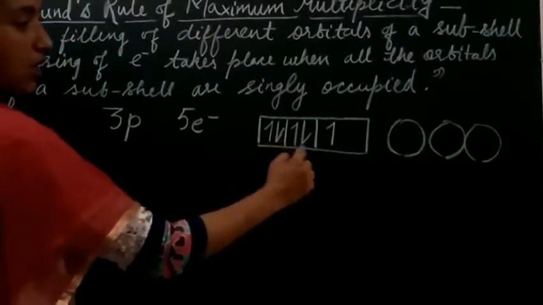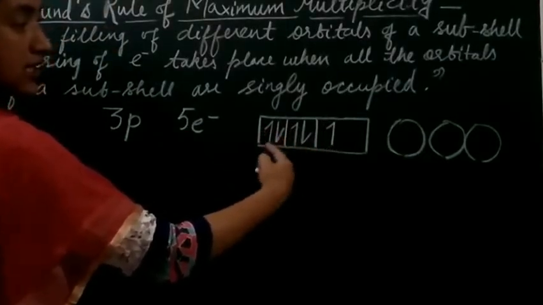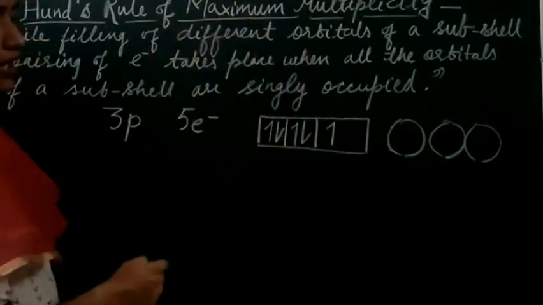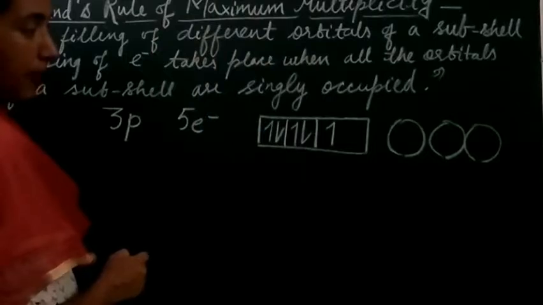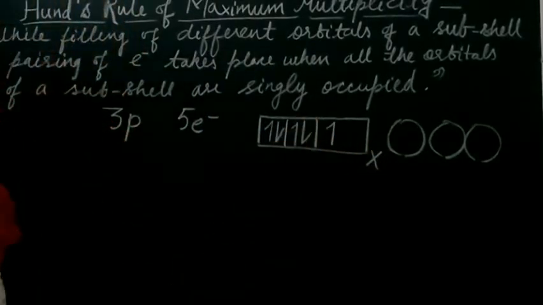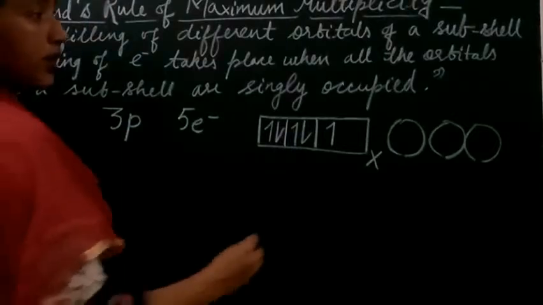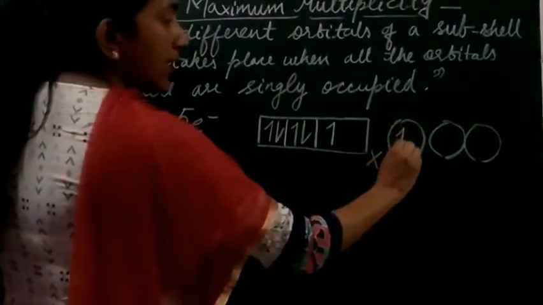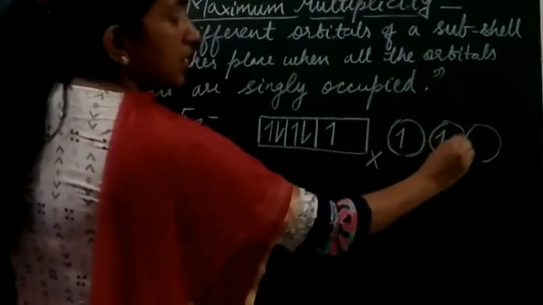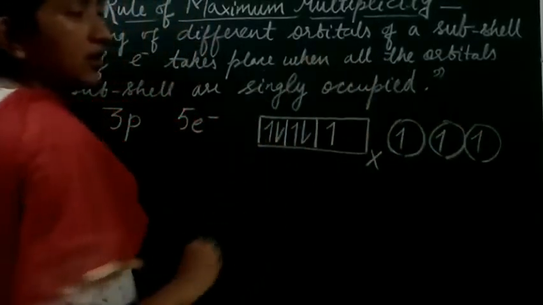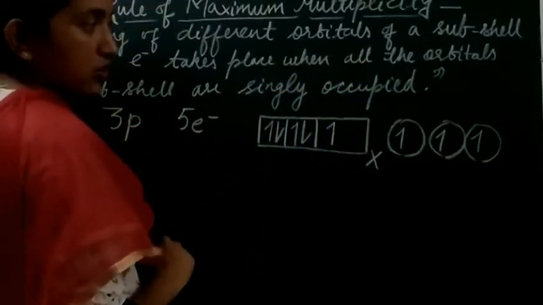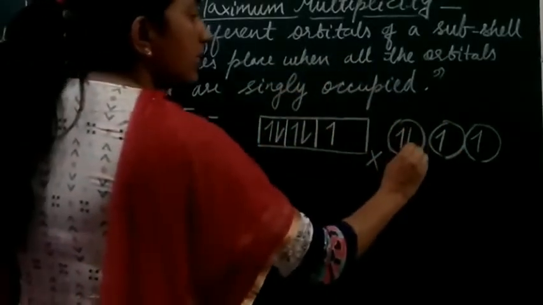Right? One way of filling the electrons is that you get two electrons in an orbital and then one electron will be left in another orbital. But this way is a wrong way. Right? So how are you going to do it? You will fill the orbitals of a subshell first singly. Right? So one electron in each orbital of a subshell, and then the pairing will begin.